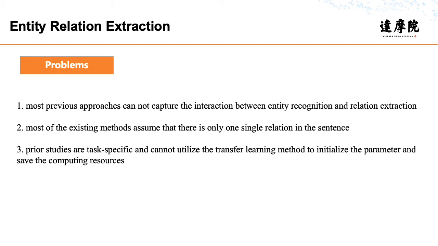But some problems still remain in the previous methodology for entity and relation extraction. First, most previous approaches can't capture the interaction between entity recognition and relation extraction. Second, overlapping multi-relations in a sentence are not handled well in many prior studies. Most of the existing methods assume that there is only one single relation in the sentence. Those approaches ignore the multi-relation scenarios, so their performance will be affected by the existence of multi-relations.